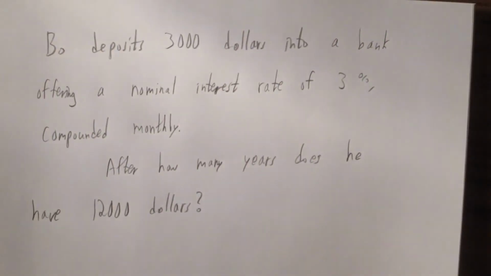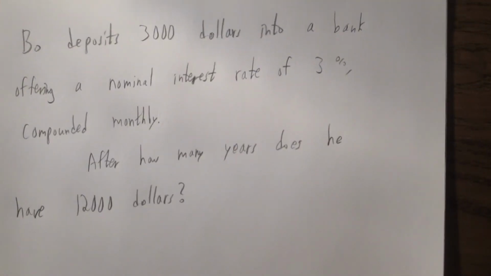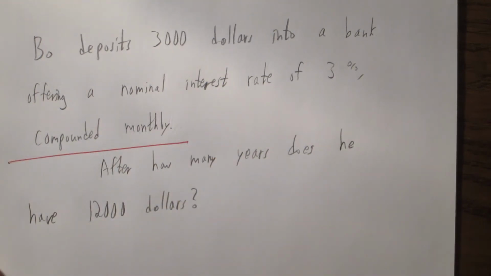Now Bo also deposits $3,000 into a bank. This bank also offers a nominal interest rate of 3%. However, his money is compounded monthly. After how many years does he have $12,000?